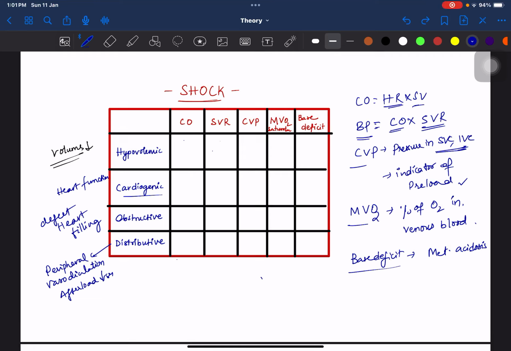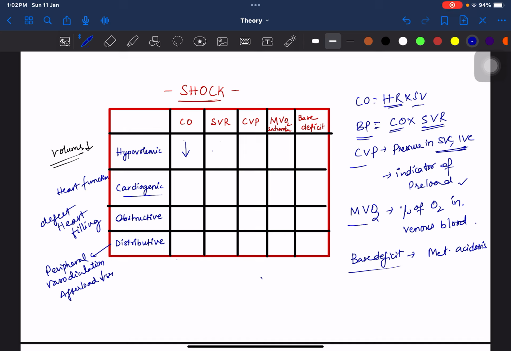Hello. In this video, let's fill this table and try to understand what happens to different parameters in different kinds of shock. So the first one is hypovolemic shock. What happens in hypovolemic shock? The blood volume decreases due to various reasons, right? So if the blood volume decreases, then the preload decreases. Obviously, end diastolic volume decreases. Then the stroke volume decreases. If stroke volume decreases, the cardiac output also decreases.